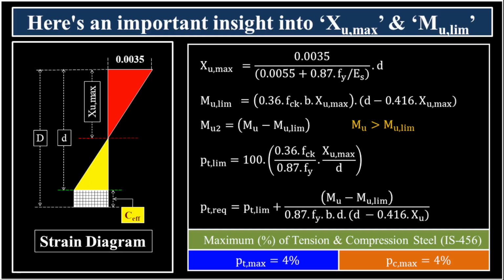For tension steel, Pt max is limited to 4%, and similarly, for compression steel, Pc max is also limited to 4% of the gross cross-sectional area of the beam. This statement I am going to use in my last episode for the retuning of the design without altering the other parameters. Now, let's move to the next slide for more explanations on how these values are applied.